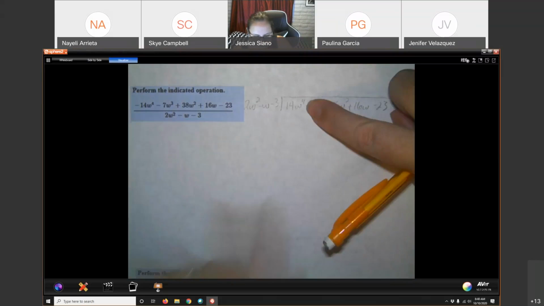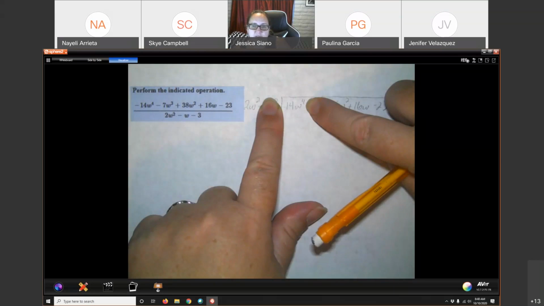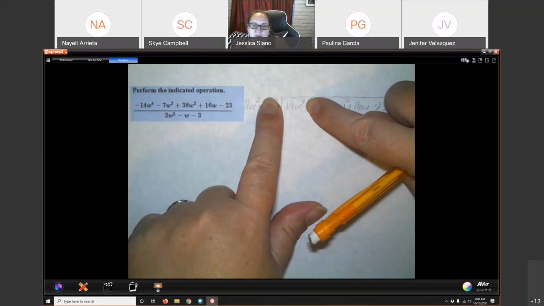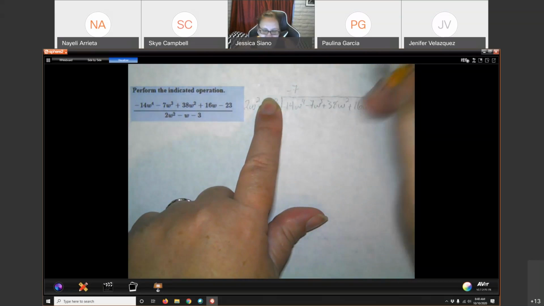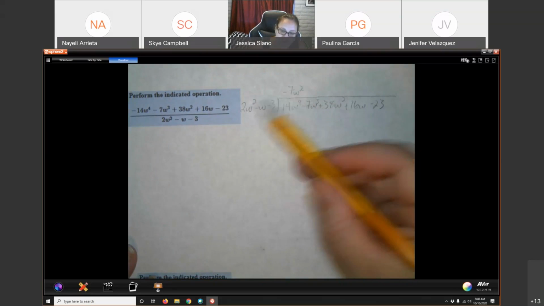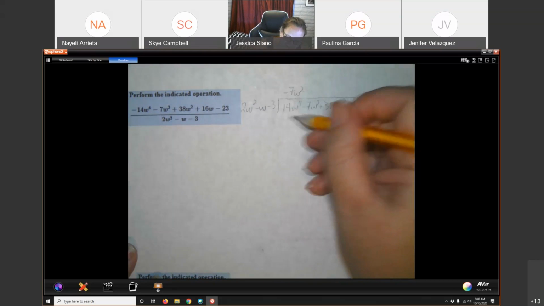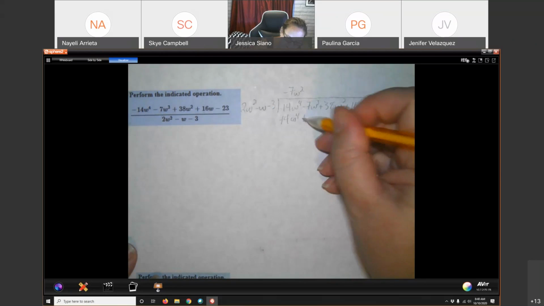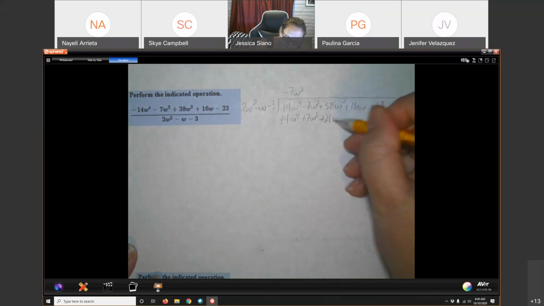Okay, first and first. What is negative 14w to the 4th divided by 2w squared? That's going to be a negative 7w squared. So now we're going to multiply this negative 7w squared by everything here. Negative 7w squared times 2w squared is negative 14w to the 4th, and then a positive 7w to the 3rd, and then a positive 21w squared.